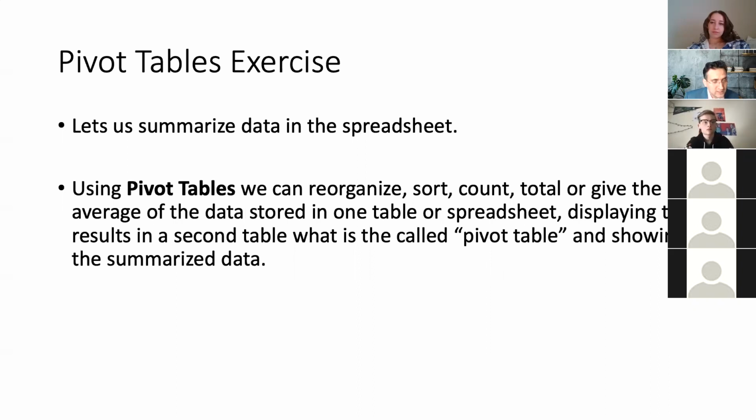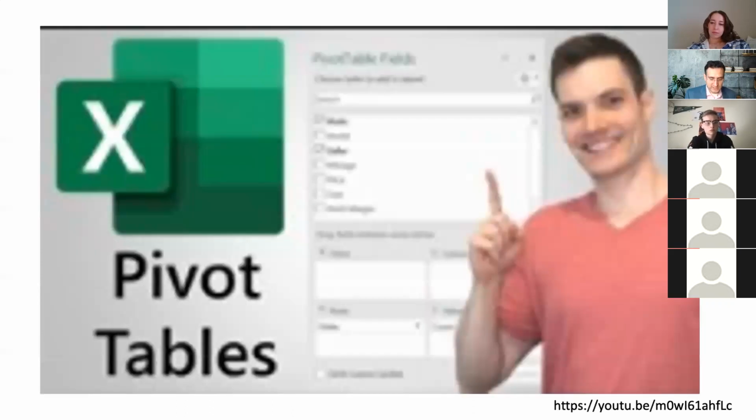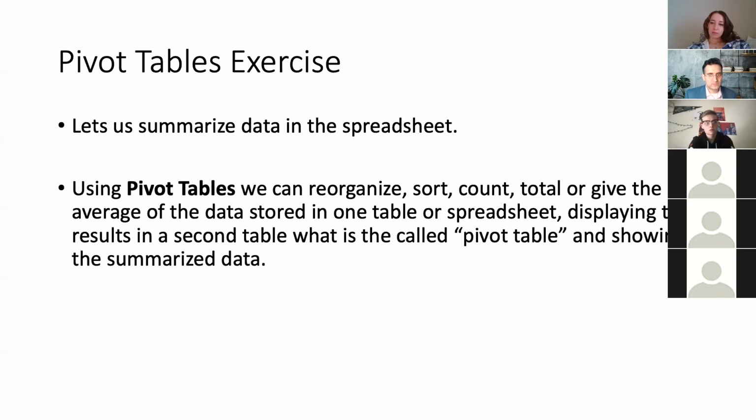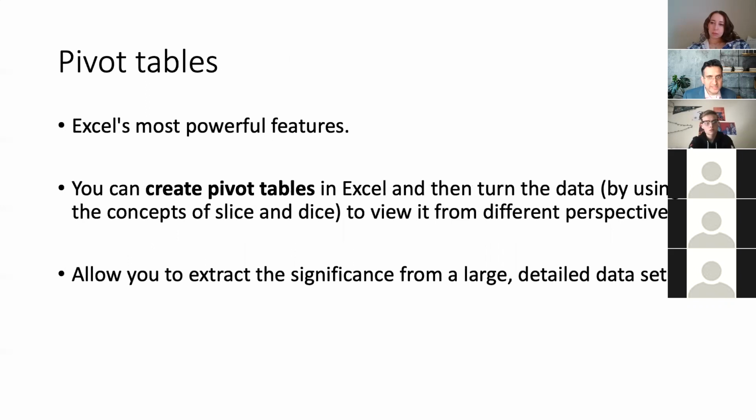The keyword here is summarize. It summarizes the data in the spreadsheet without doing much. All you do is click on it and it does the summarization. So using pivot tables, we can reorganize, count, sort, total, average. All those things can be done with the pivot. How is this changing on its own?